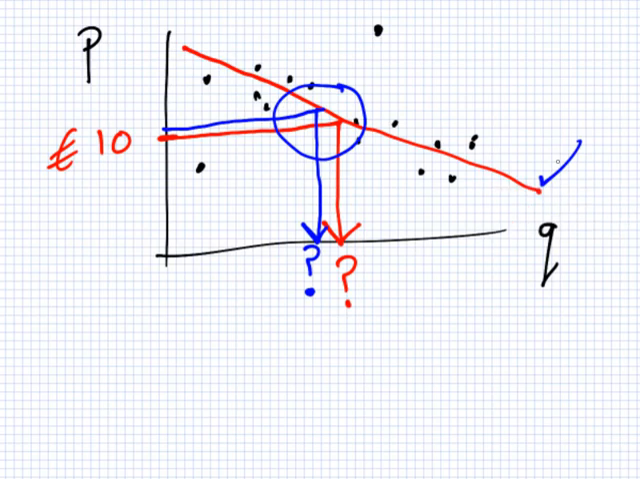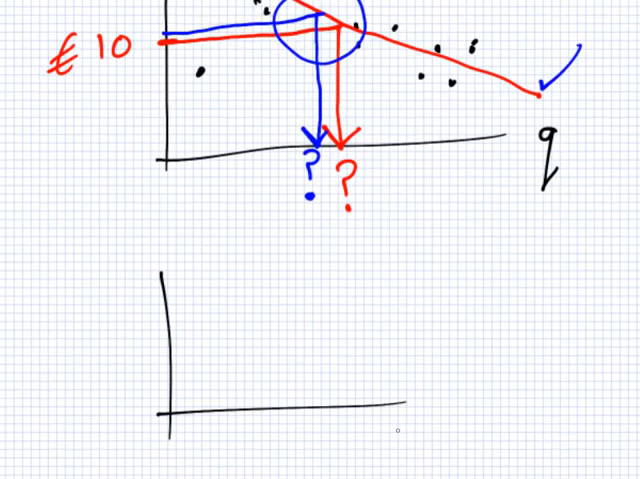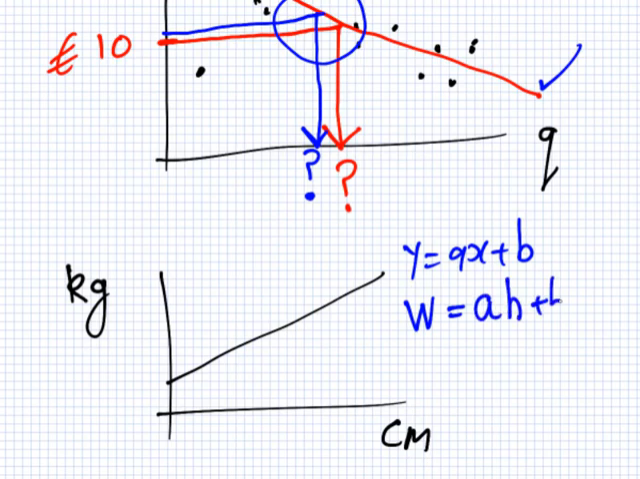Another common example will be like with height and weight. So you have your height here and your weight here, your mass here, and you have your line here. So what you can do, if you have your formula for y equals ax plus b, that's like your weight, or your mass really, equals a times height plus b. If you know your height, you can put it into the formula and know what your weight should be. So you can pick a height and then you can get a weight here.